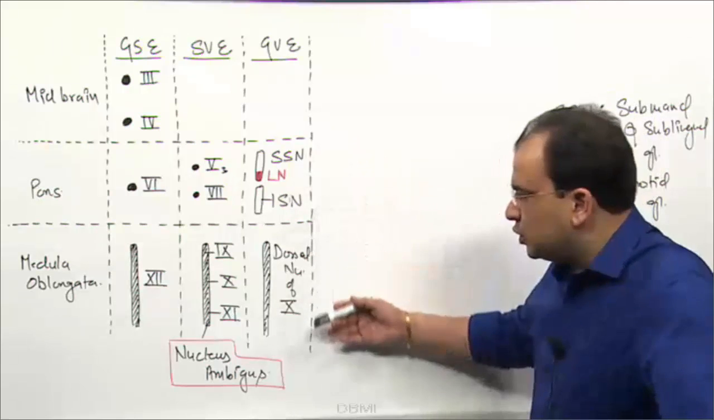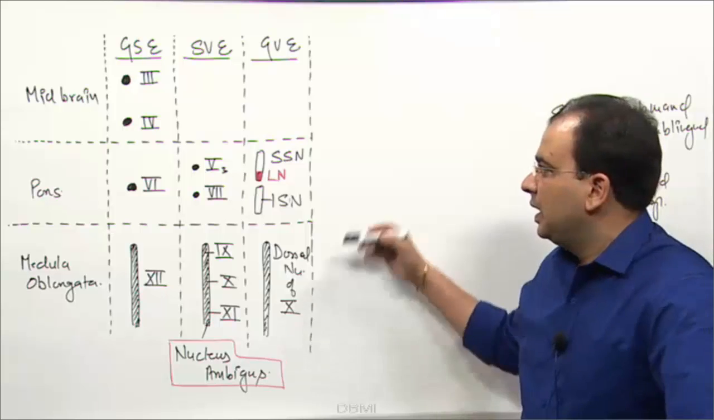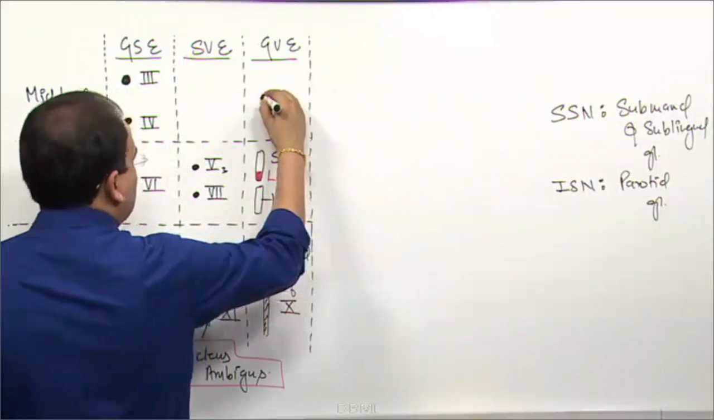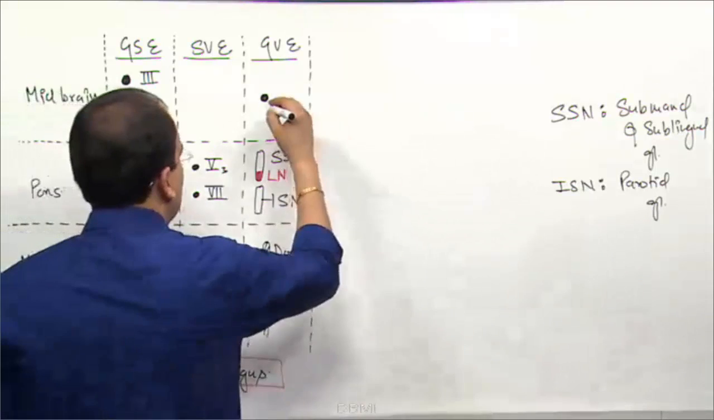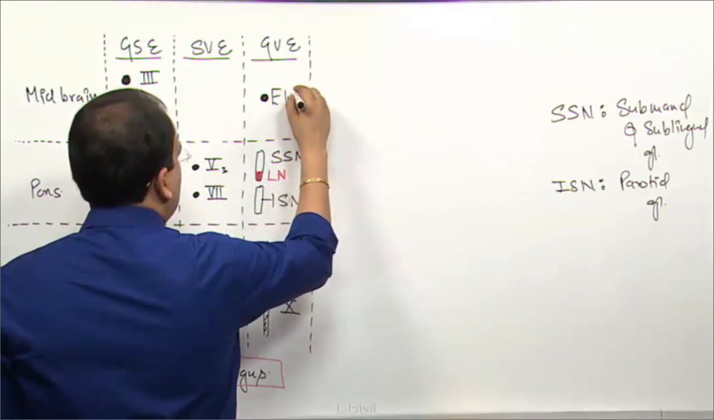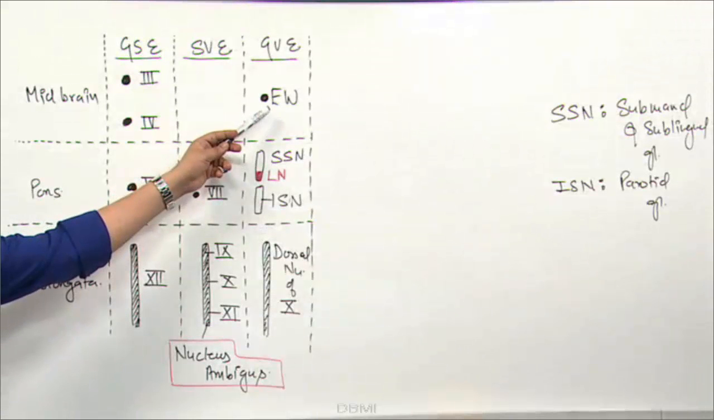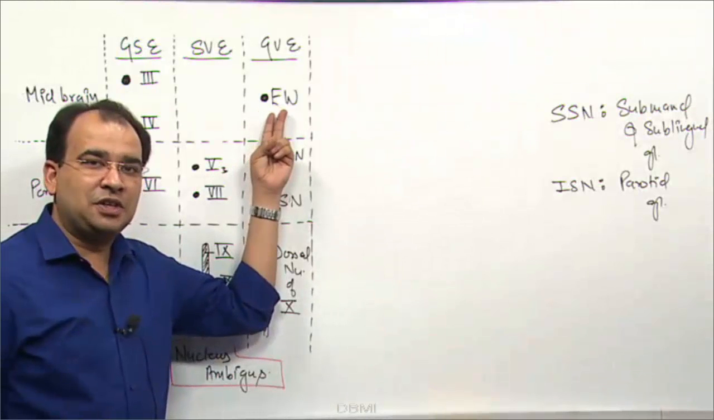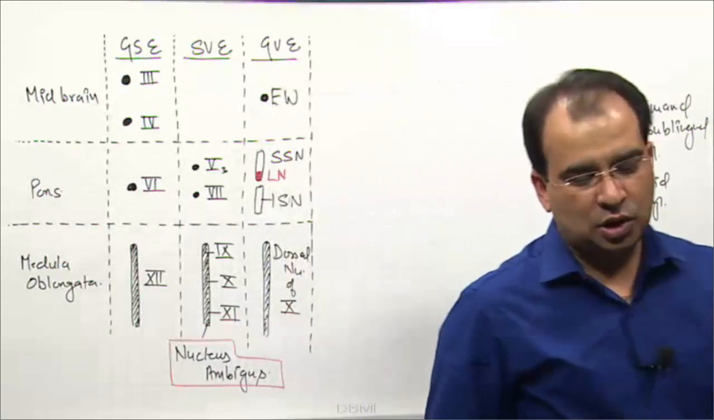Now there is one more thing which we need to supply. There is one more group of smooth muscles we have to supply here, and that will be sphincter pupillae and ciliaris muscle. They are supplied by the nucleus called the Edinger-Westphal nucleus, I am writing EW there. The Edinger-Westphal nucleus is supplying these smooth muscles like sphincter pupillae and ciliaris muscle. So that will come under this column.